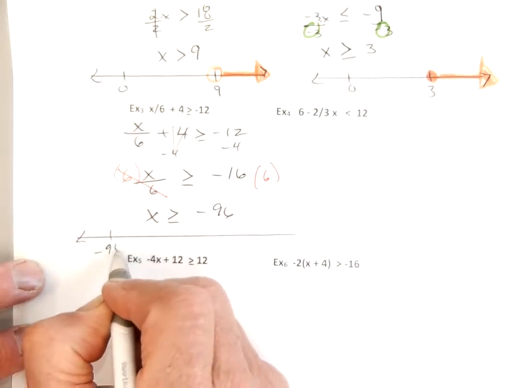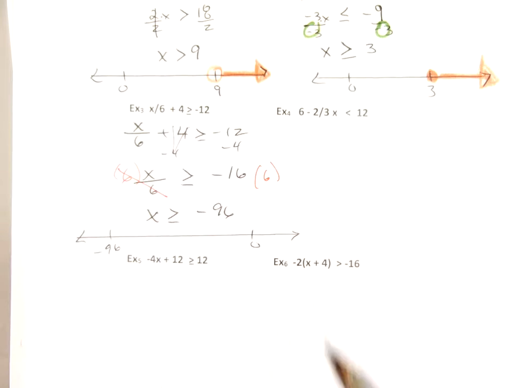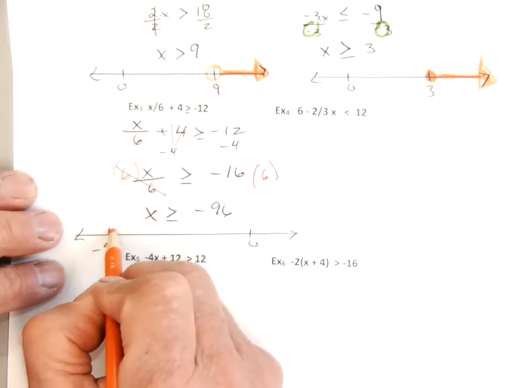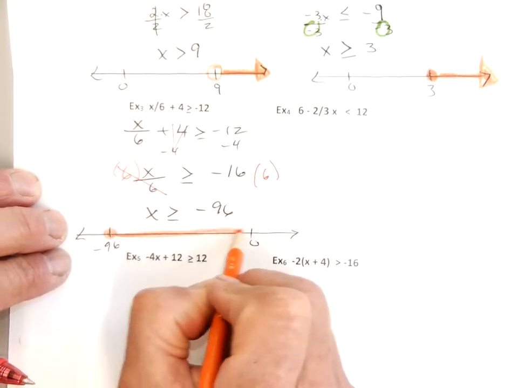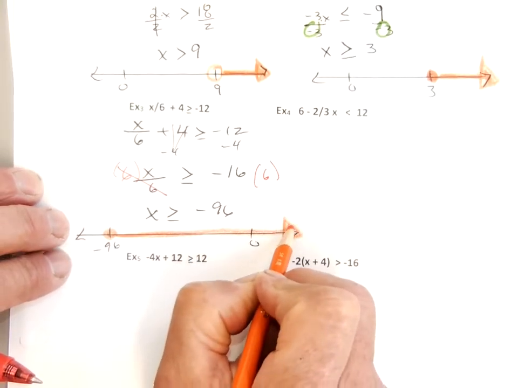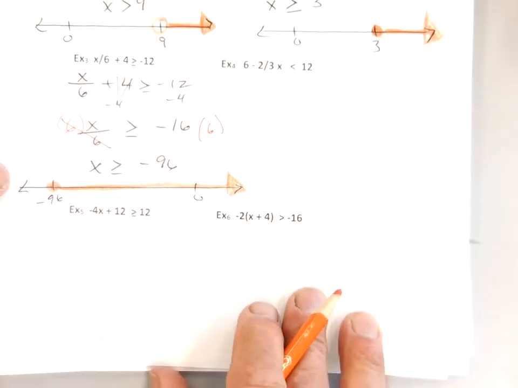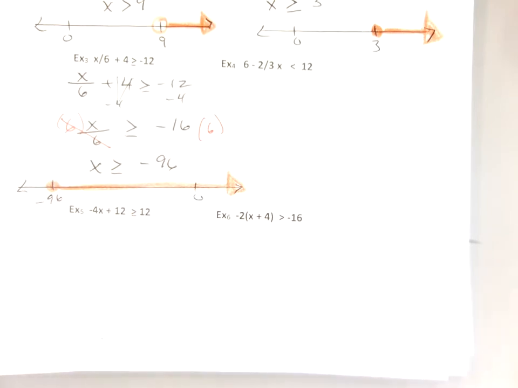Negative 96, and maybe 0 way over here. Greater than or equal to, I'll put a solid dot. I'll shade that way, okay? Thumbs up? Good. Okay. Number 4.